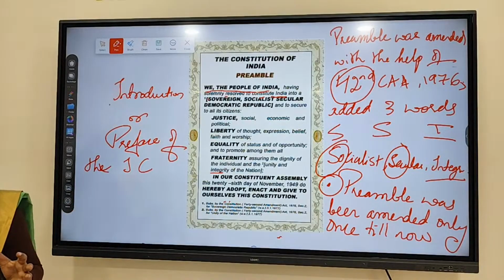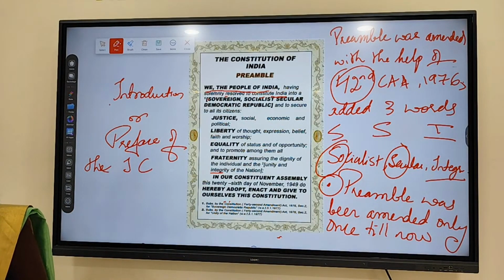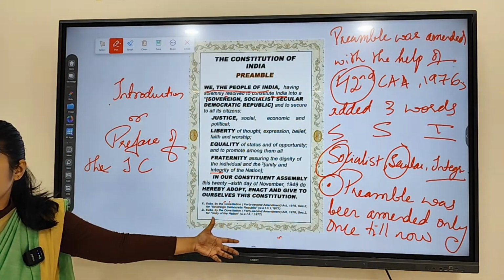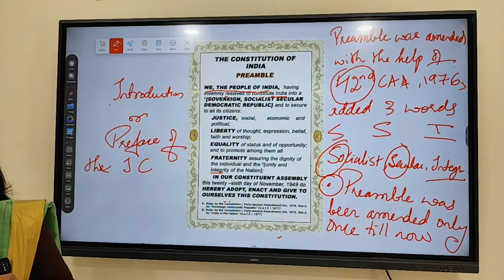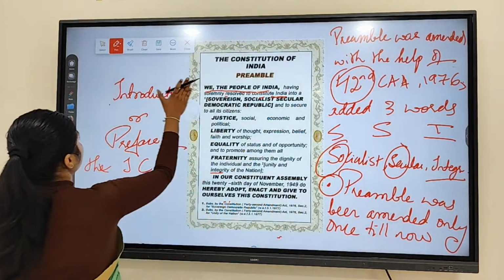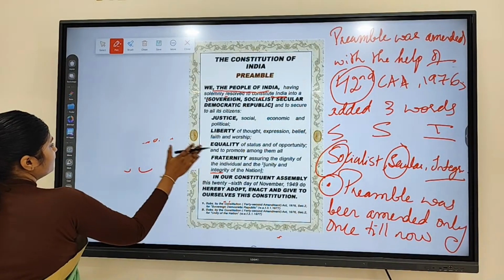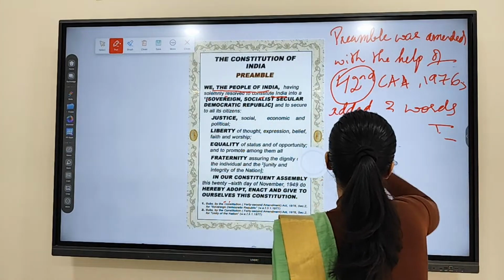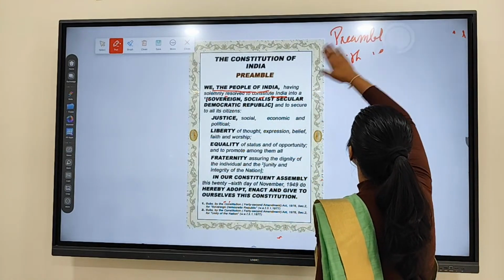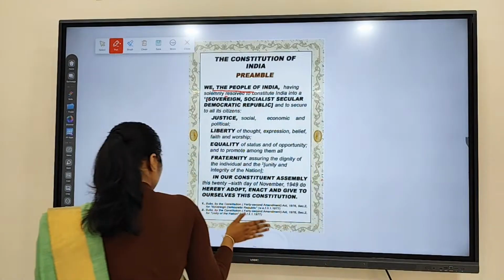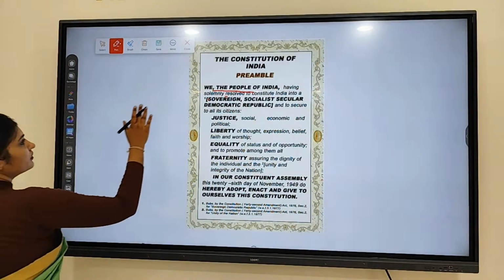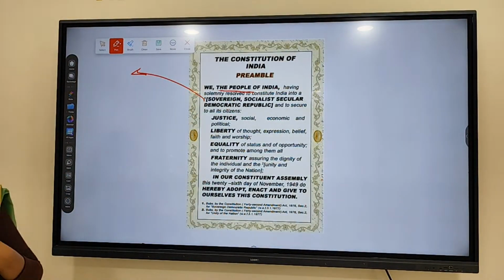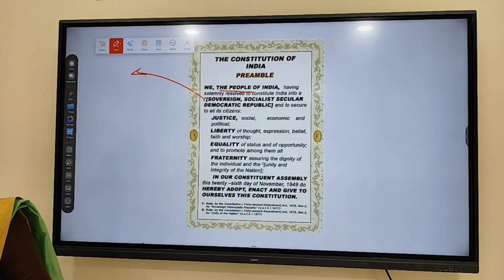Solemnly resolved means holistically we should implement all this for our India. Let us see each word's definition first. What is meant by sovereign? Let us see the importance of each word. Sovereign means independent nation, independent state.